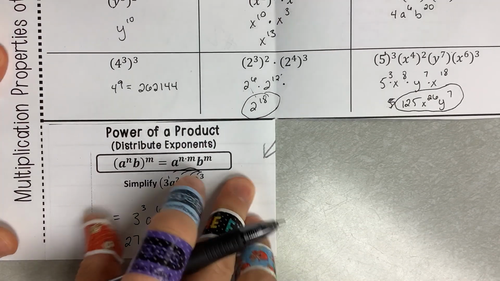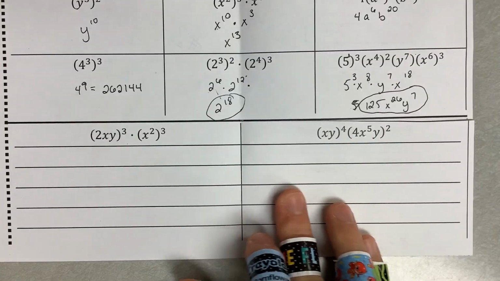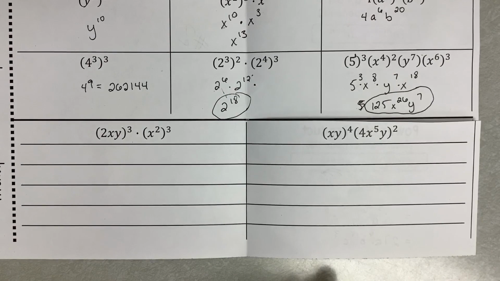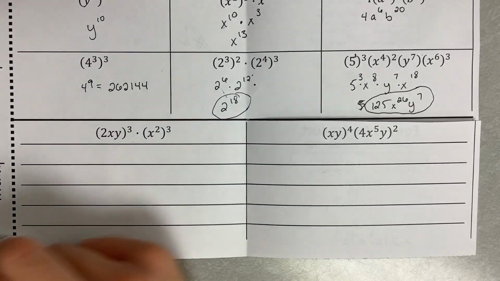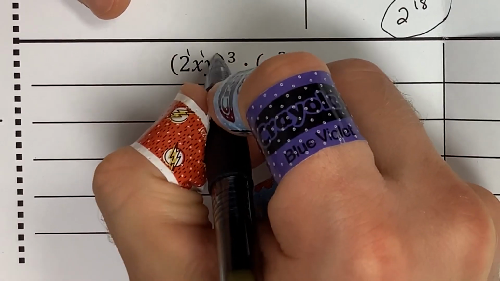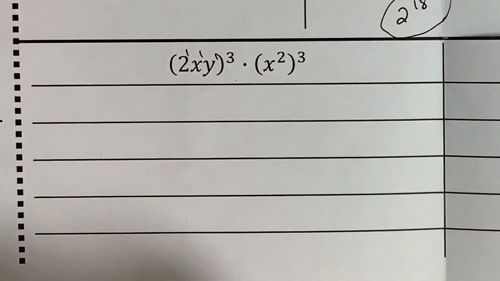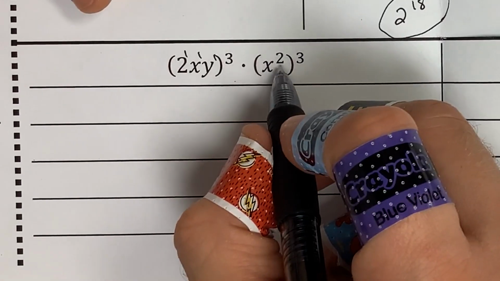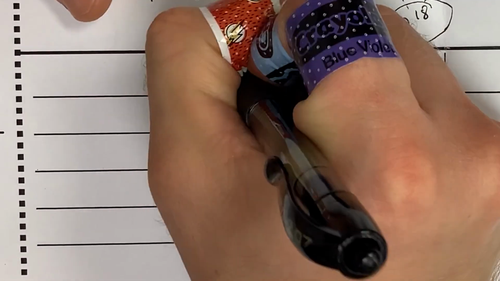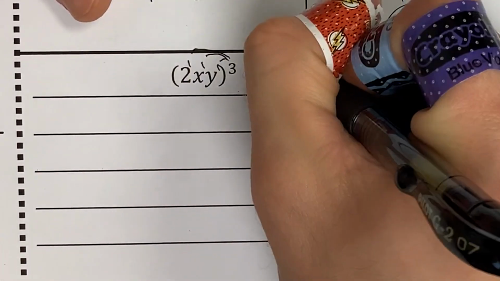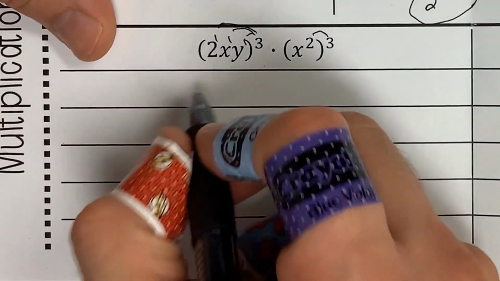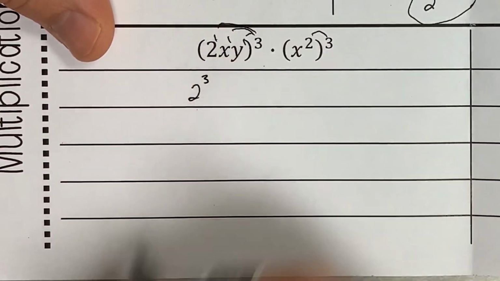All right, let's do some more problems together. There are 2 here. Again, I'm going to do one. You guys will do the other. Okay? So over here, a couple things going on. I got this 2 to the first, x to the first, y to the first, all being raised to the power of 3. And then I got this x squared also being raised to the power of 3. So I got to multiply this 3 by all these exponents, and then this 3 to just the one exponent, and see what happens. So base 2, 1 times 3, 3.